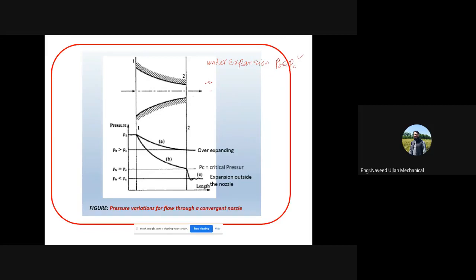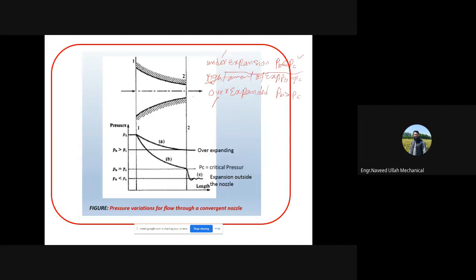And then we have the over expanded case, okay? In the over expanded case, we have this PB, that is the back pressure, greater than PC. And in between these two, we have the right amount of expansion, which we call the design value. So this is under expansion, over expansion, and right amount of expansion, where PB is equal to PC.